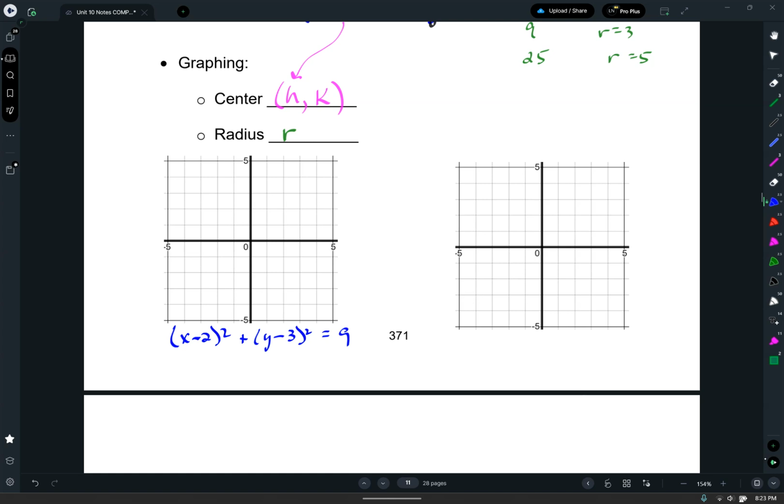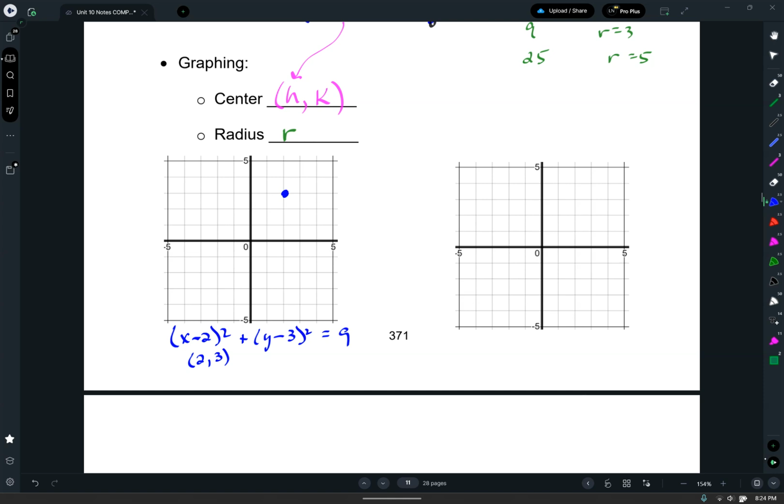Yeah, we'll say 9. Okay, so according to this, the center is the h and the k, but like I said, you take the opposite. So if that says x minus 2, then the center is going to be positive 2. And if that has y minus 3, then the center has a y coordinate of positive 3. So that's what I mean by the opposite. So the center is at 2, 3. That's the center of my circle.